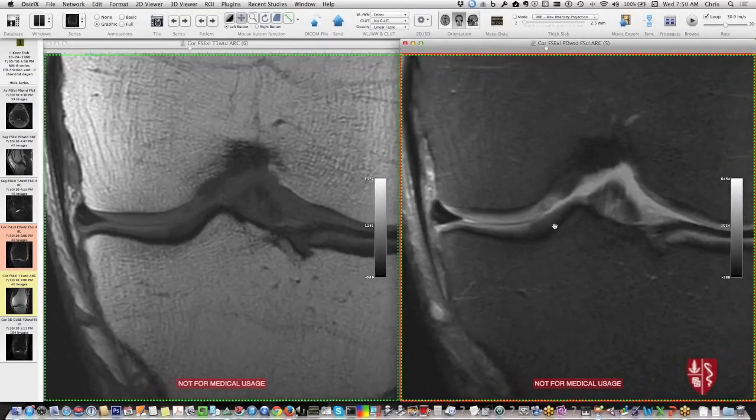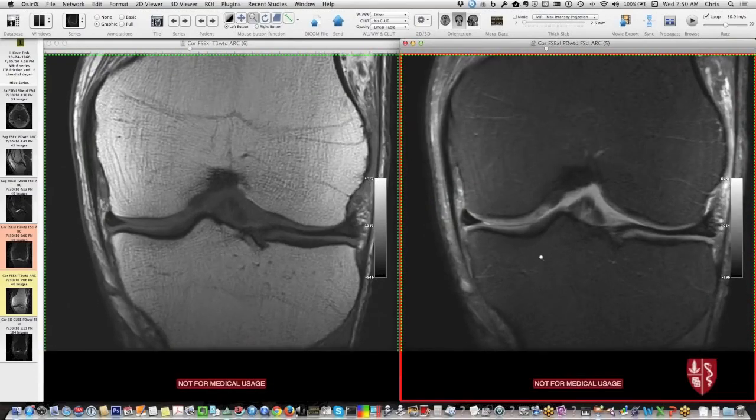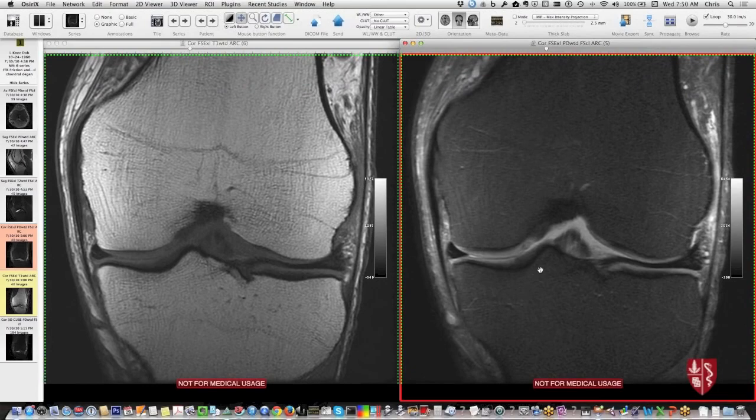So at this point, we've gone through the bones and marrow, gone through the ligaments, gone through the menisci and the tibiofemoral cartilage, and that's quite a bit of information.